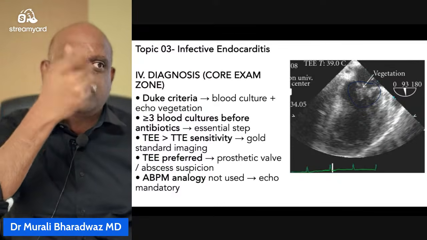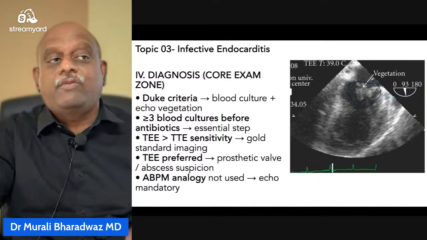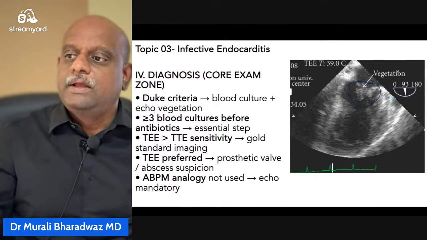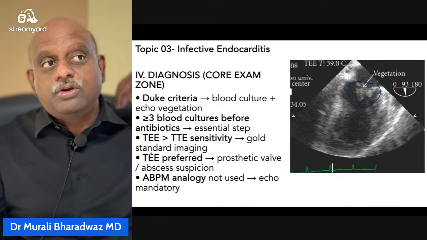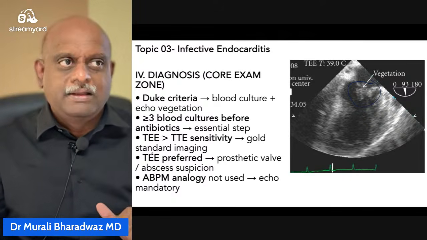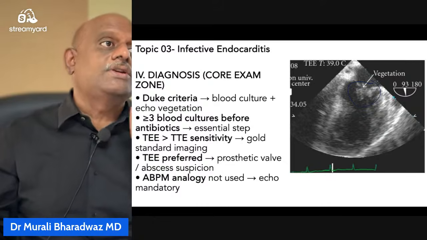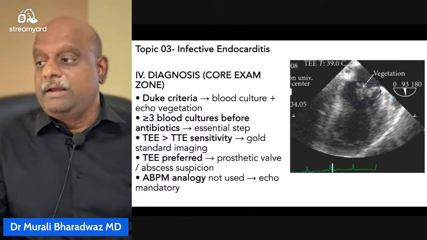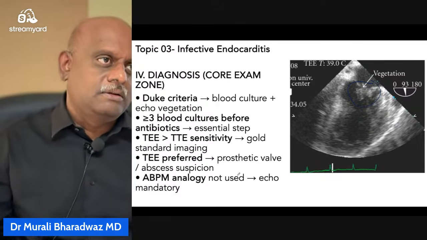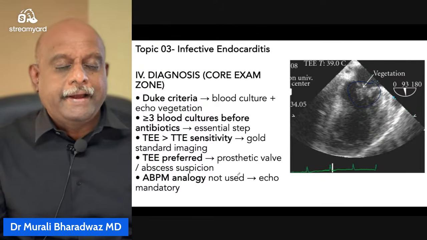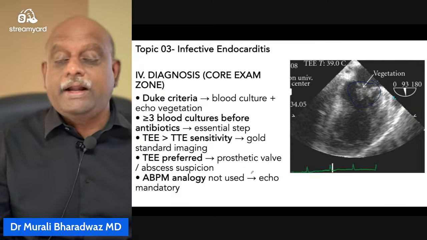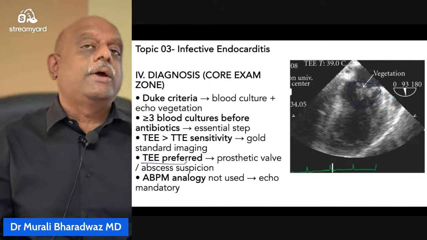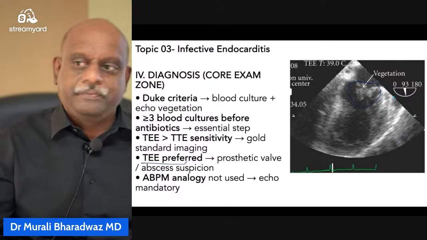So through the esophagus. Transesophageal echo is required if there are small vegetations in the posterior chambers. So this transesophageal echo is more sensitive. Even a small one it will pick. Then TTE is the gold standard for imaging. And especially whenever a prosthetic valve or an abscess due to infective endocarditis is suspected, TEE is preferred. Transesophageal 2D echo is the one which is being preferred.